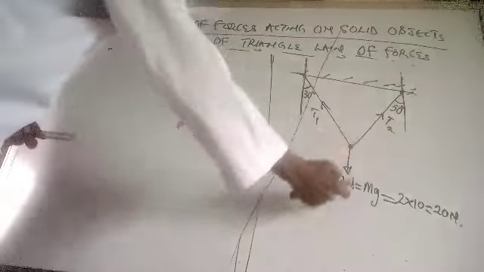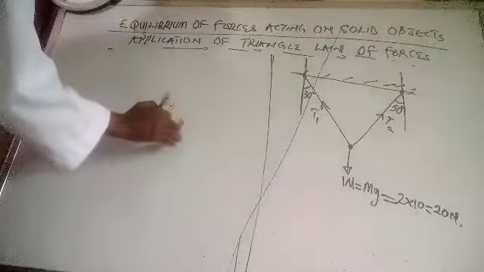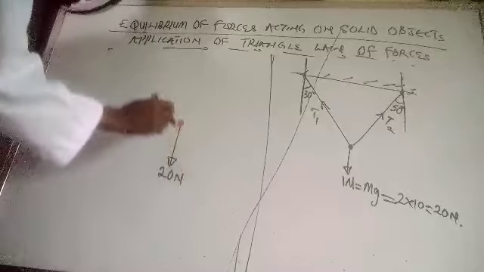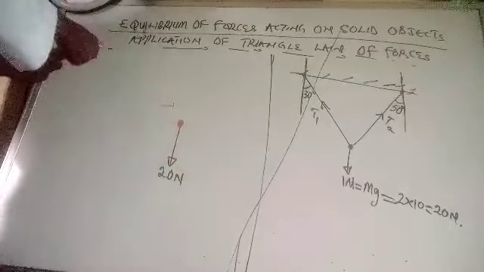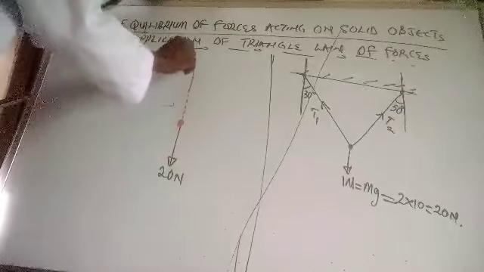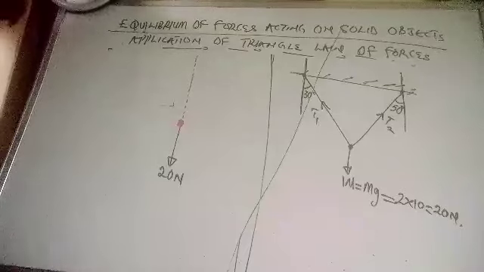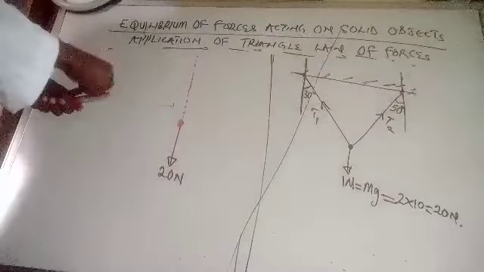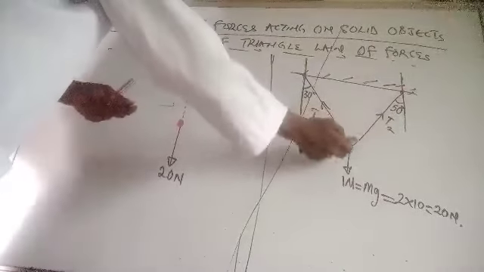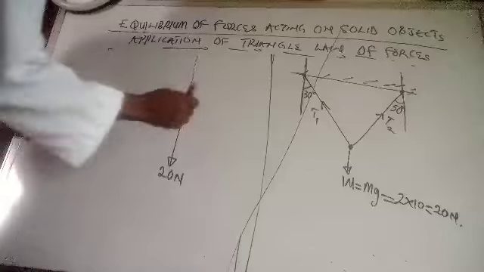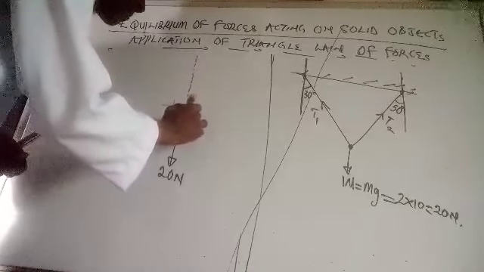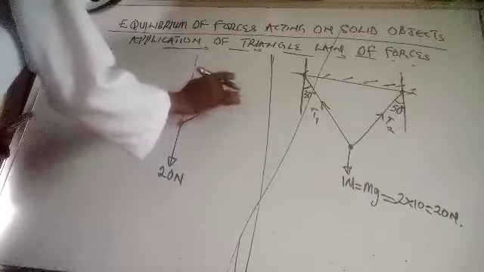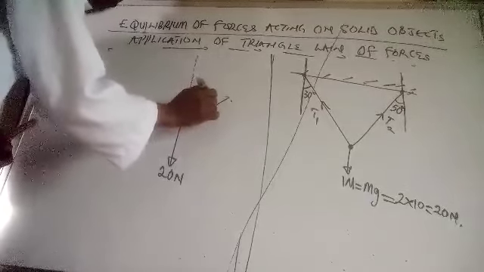Then this vertical weight is this 20 Newton. Let me extend it up. Now, one of these 2 tensions, let me indicate it. Let me pick T1 or let me pick T2. So as you can see, let's say this is my T2. Let me put the arrow here.